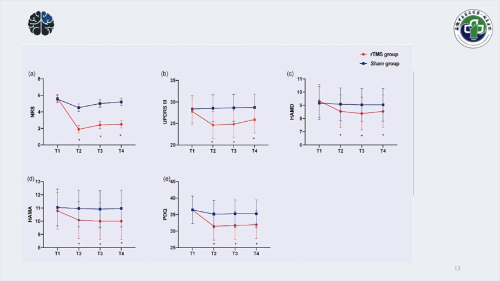But here, although the group differences in Hamilton depression, Hamilton anxiety, and UPDRS-3 scores were statistically significant, the change scores were relatively small in the whole scale and maybe not clinically significant.